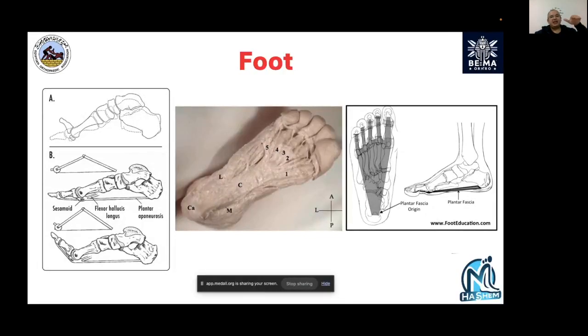Your plantar fascia is basically a thick fibrous band starting from the calcaneal tuberosity and going in three bands: central band, medial band, and lateral band. The central band goes to the middle toes, the medial band goes to the first, to the great toe, and the lateral band goes to the lesser toes.